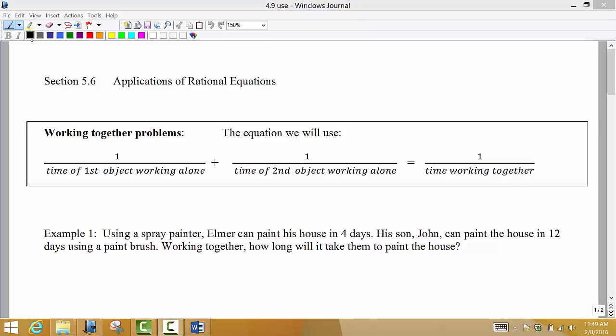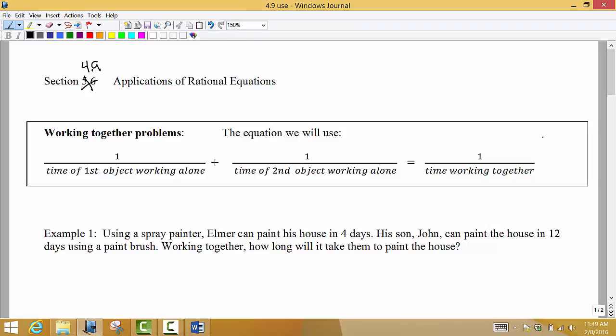Here in section 4.9, we are working with applications of rational equations. So we're going to be solving similar equations to what we did in section 4.8, but this time we're going to be working with setting up our own equations, looking at the word problems.